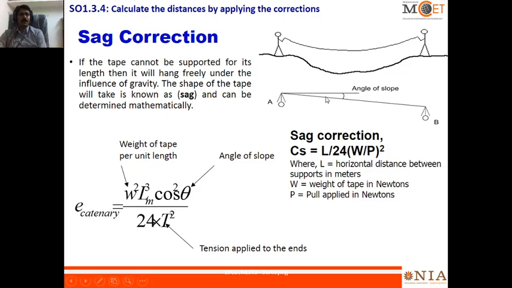This theta can be obtained from the angle of slope. Previously we have seen the slope correction, and that same theta can be used if we are able to measure it. Otherwise we can go for this. So this correction is always a negative correction and the error will always be positive, right? So slope and sag correction are always negative corrections; all the remaining ones can have both positive and negative corrections.